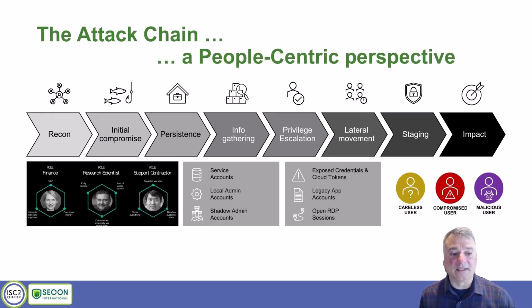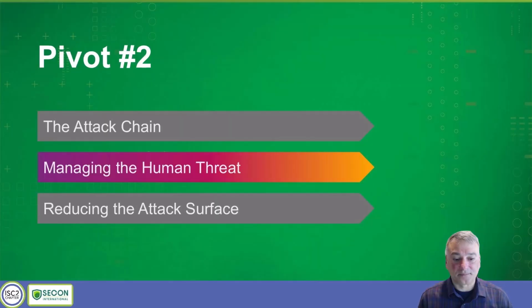From a people perspective, the entire idea of reconnaissance and initial compromise really talks about attacking people. Once they develop that compromise, they want to develop persistence. And the way they'll do that is they'll look for local admin accounts or shadow admin accounts, maybe some service accounts, or some legacy apps. They try and find any which way they can to develop persistence and be able to escalate the privileges and do some lateral movement. Once they get the access that they need, then they're going to be starting to pull out data.